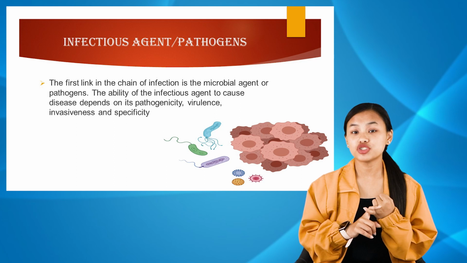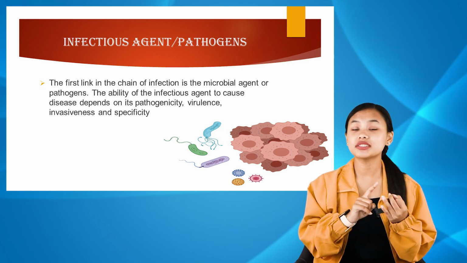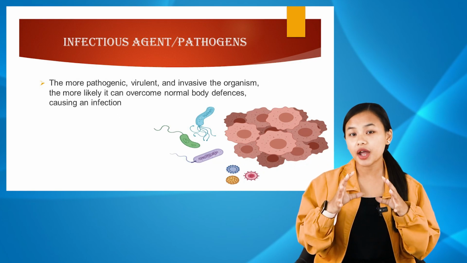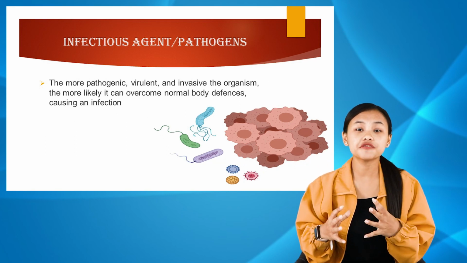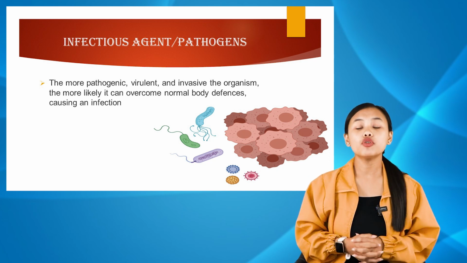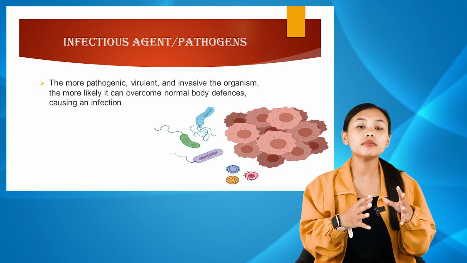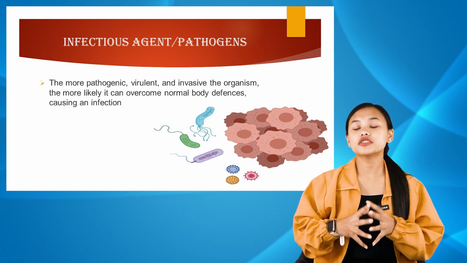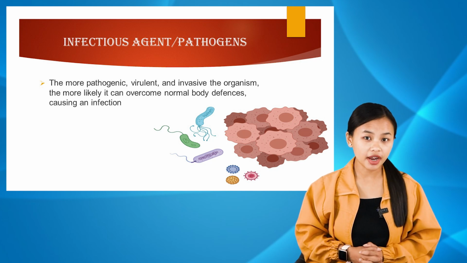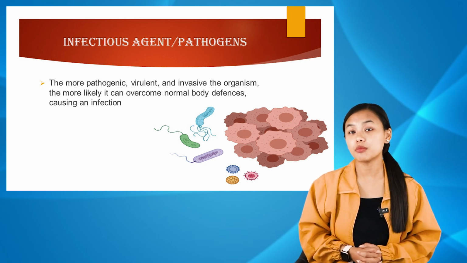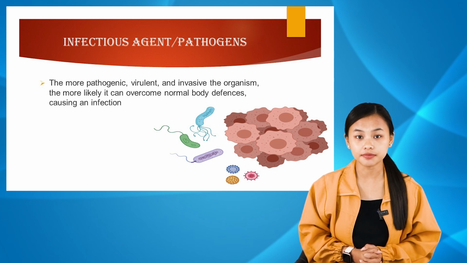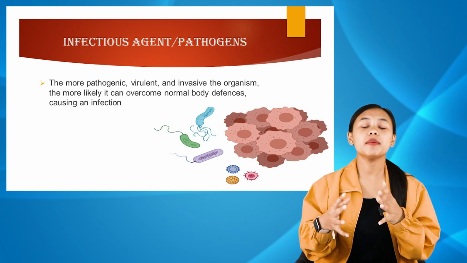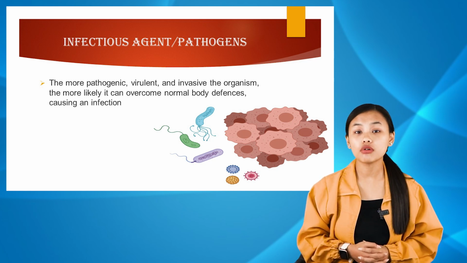The ability of these infectious agents to cause diseases mainly depends upon four characteristics: its pathogenicity, its virulence, its invasiveness, as well as its specificity. The more pathogenic, virulent, and invasive the organism is, the more likely it can overcome the normal body defenses, causing one to suffer from infection. These four characteristics are determined by the structure or the chemical composition of the microorganism.